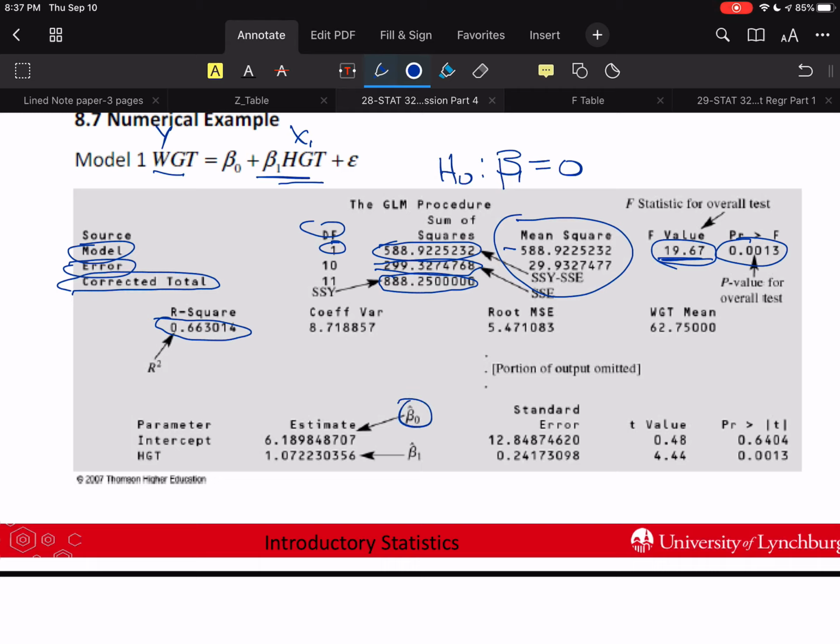Here is our estimate of beta not hat. These are our parameters, and these are the estimates. So we have our intercept, that's beta not hat. We have our height, which is our x1, and this is the beta 1 hat. And we have S sub beta not hat, and S sub beta 1 hat. Then we have our t value and the p value here. The intercept's not significant, but notice that this p value and this one are the same because there's only one variable in the model.